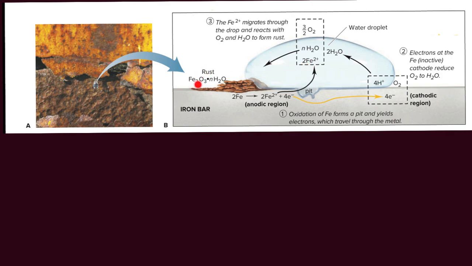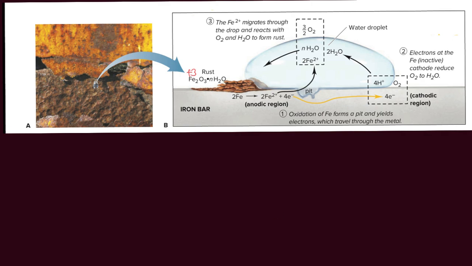Now this Fe2+ further travels into the water molecule. Fe2+ is converted into the Fe3+ form. Here it is in the Fe3+ form. So now this Fe2+ again reacts with water droplets and outside oxygen and is converted into Fe2O3, rust. So this is a clear mechanism for iron, and this is called a pit or a dent, indicating loss of iron.